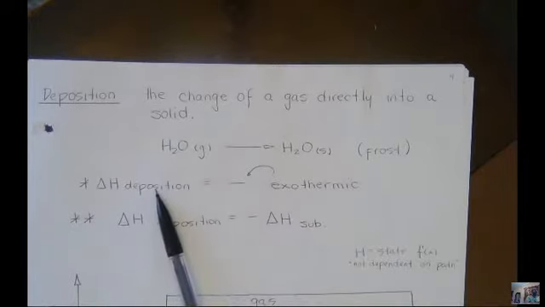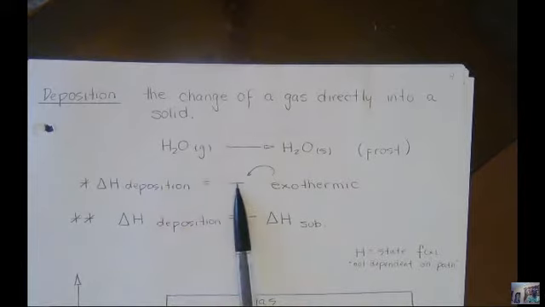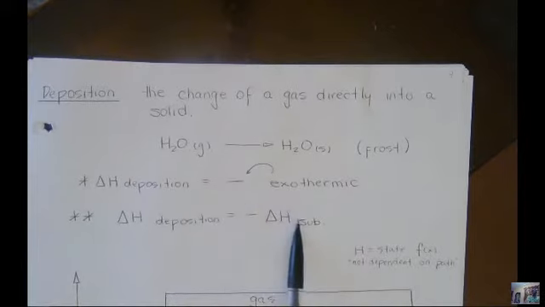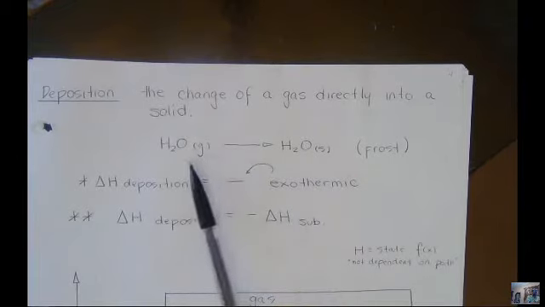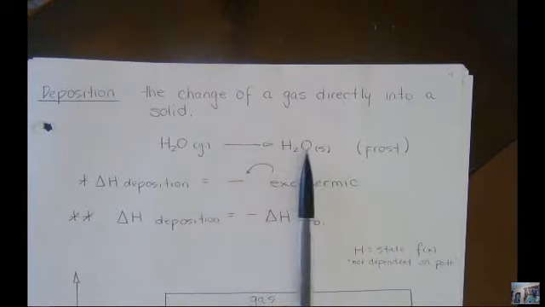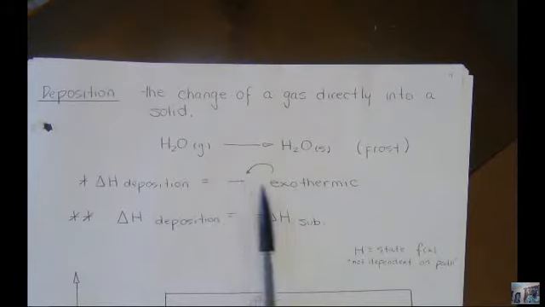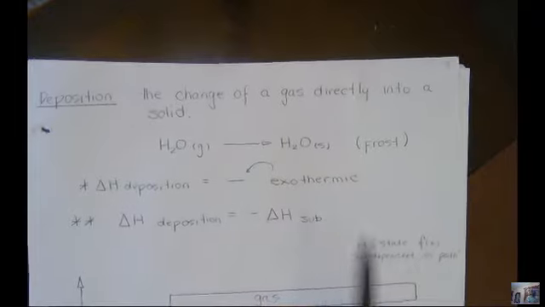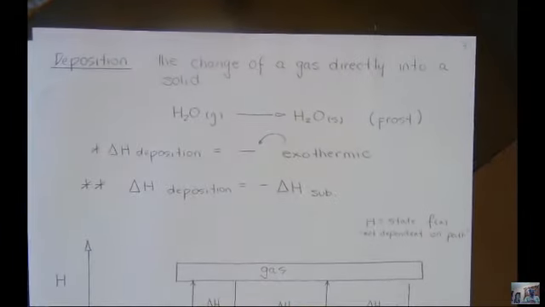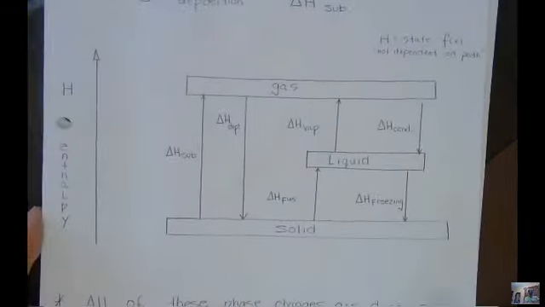Okay, so just like with the other 2 processes, deposition is negative. It's the opposite of sublimation, right? In this case, you would be settling out and releasing heat, so it's going to be an exothermic process. Delta H for deposition is equal to minus delta H of sublimation. This next graphic at the bottom of page 4 of your notes sums up everything that we just talked about.